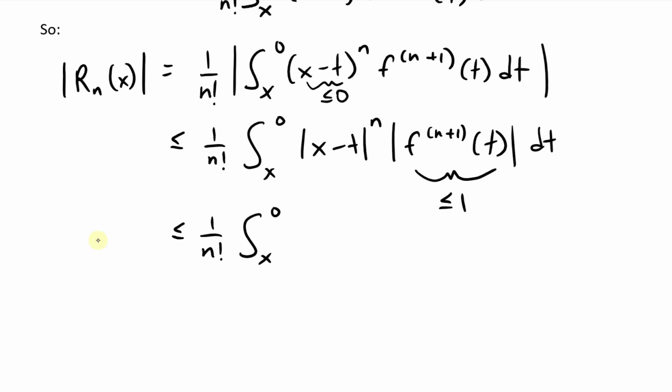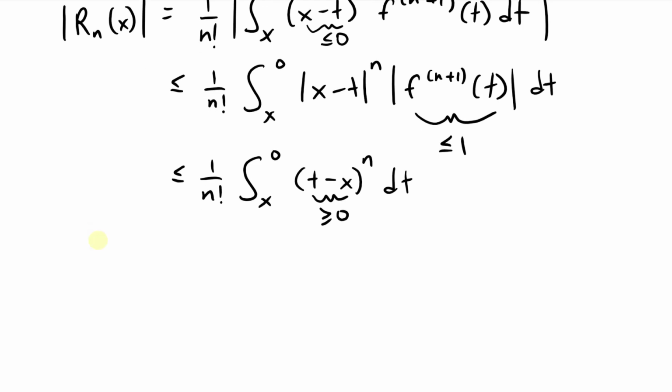Now we made it always positive. If you want to make it all positive without the absolute value sign, we can flip it around so we have t minus x. You just put a negative sign instead, like that. So now we have t minus x, where x is always negative, so this is greater than or equal to 0, always positive. And this other factor is gone because it's less than or equal to 1. So we have this, and now we can evaluate this integral.